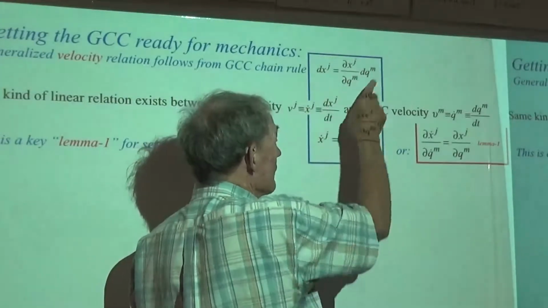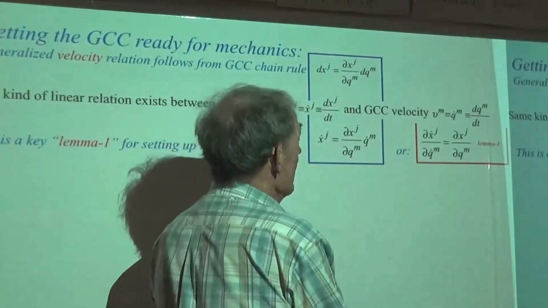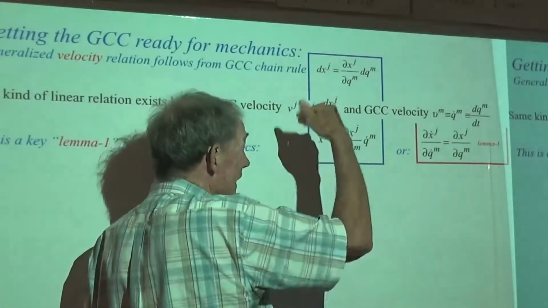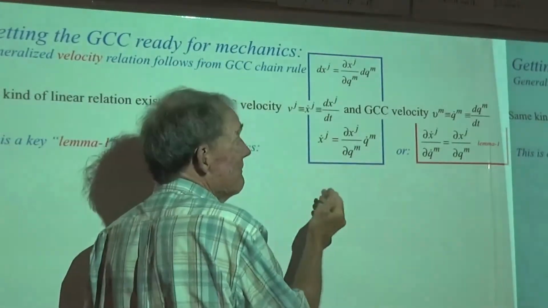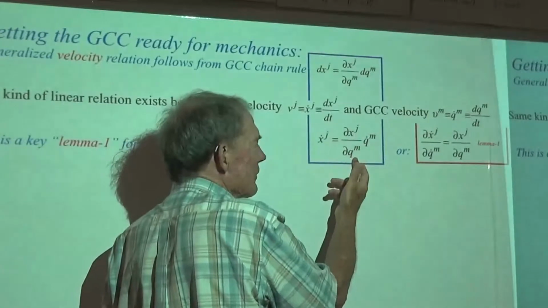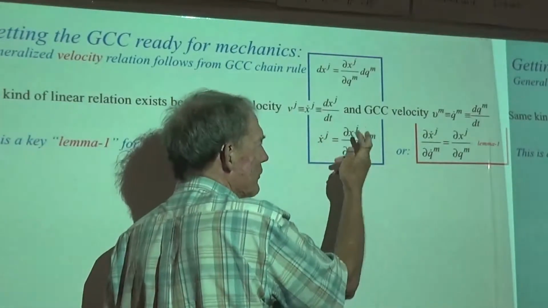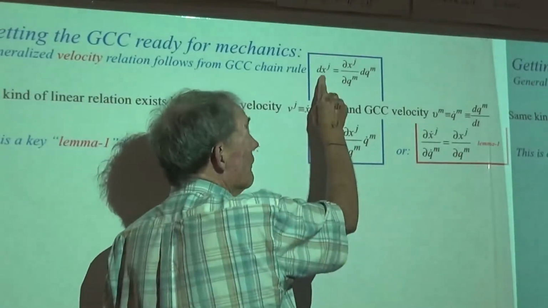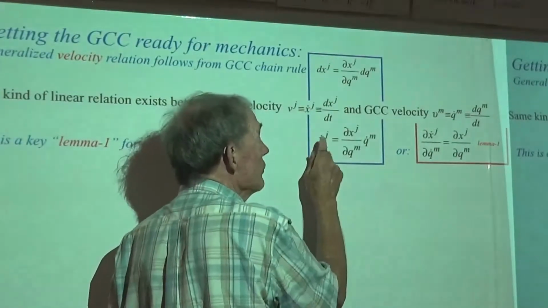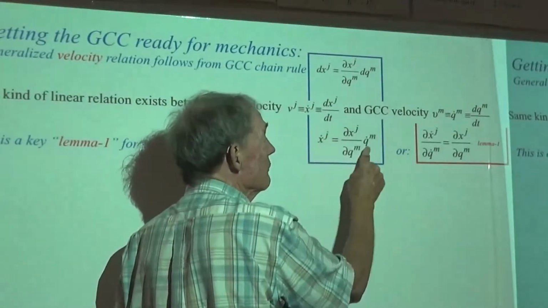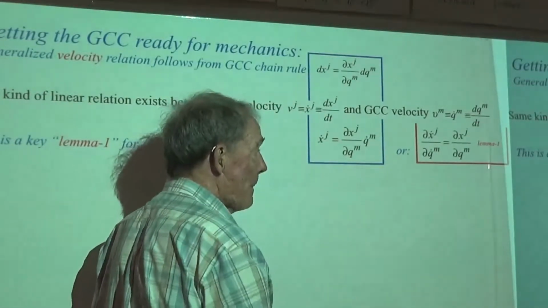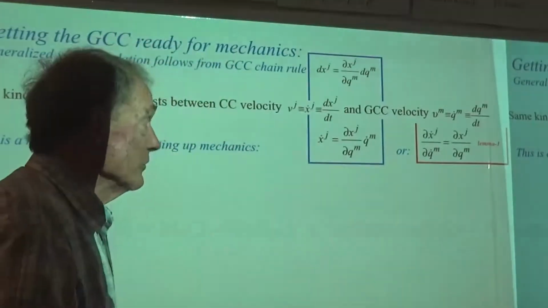But in any case, what this is showing us here is that when I take the derivatives of this, in other words, when I work with not dx, but dx/dt, the t's kind of cancel in this fraction here. So the Jacobian matrix that I have to deal with for differentials of coordinates is also the one that I deal with when I talk about the velocities that go with those coordinates. So that's our lemma 1.